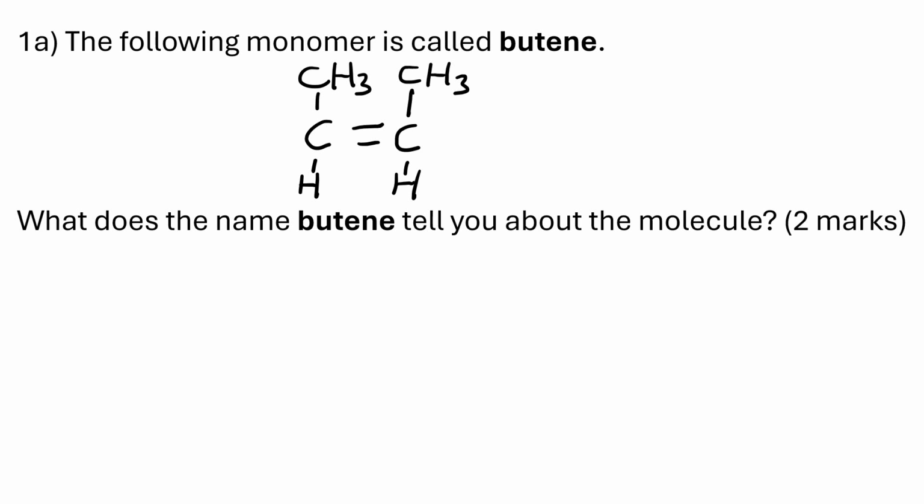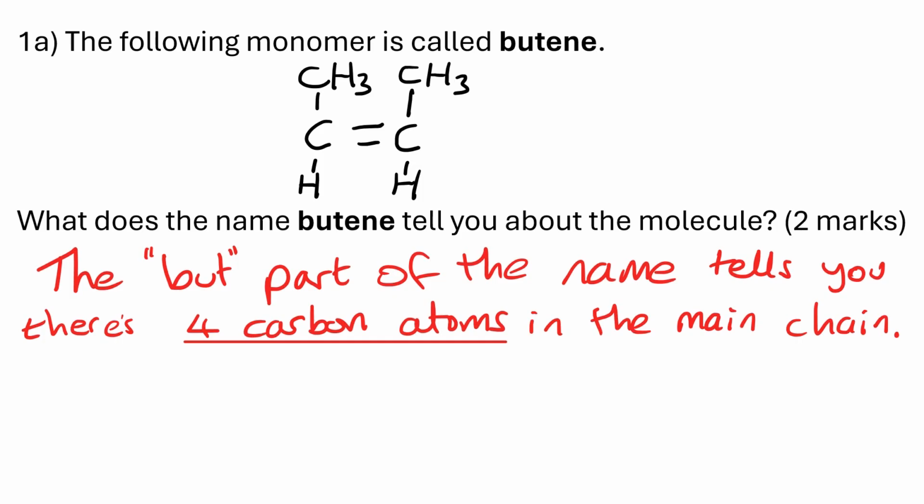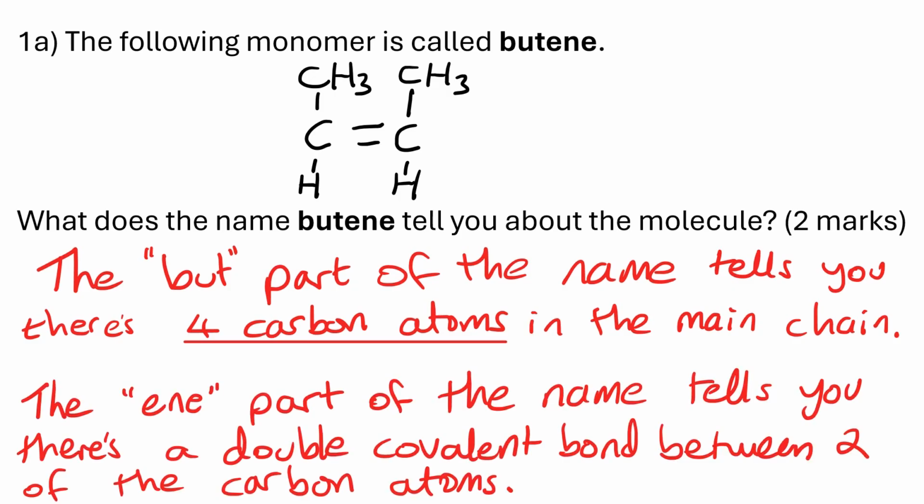This question is all about polymers. The following monomer is called butene. What does the name butene tell you about the molecule? Well, the but part of the name tells you there's 4 carbon atoms in the main chain. The ene part of the name tells you there's a double covalent bond between 2 of the carbon atoms. In other words, it's an alkene molecule.